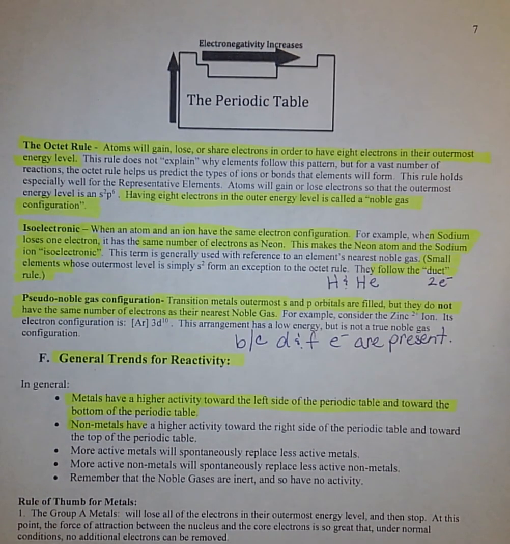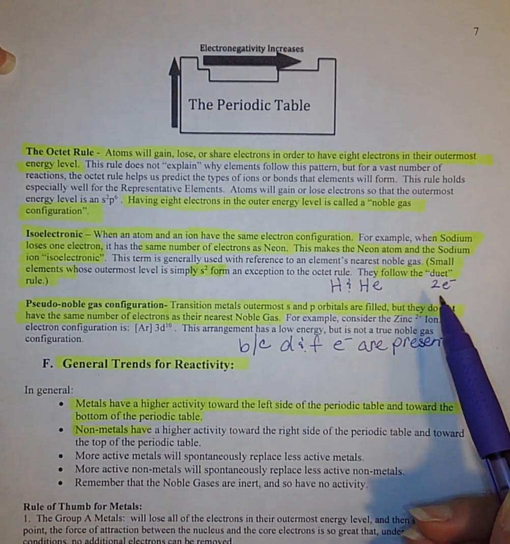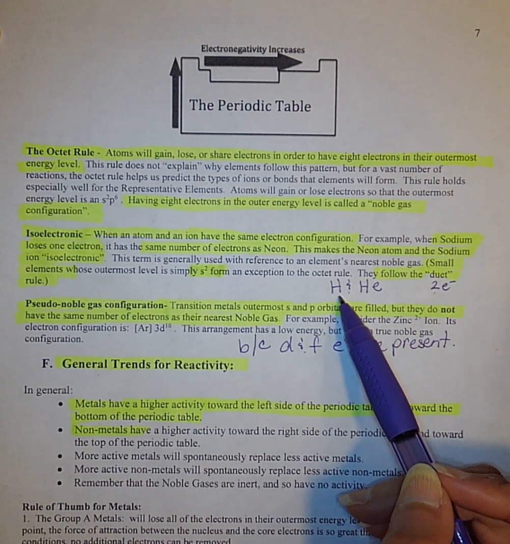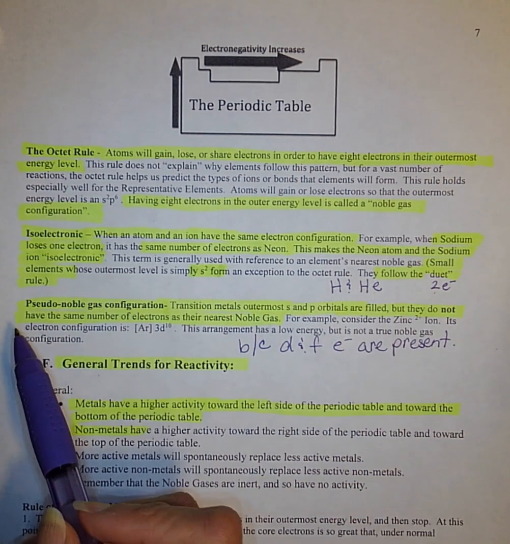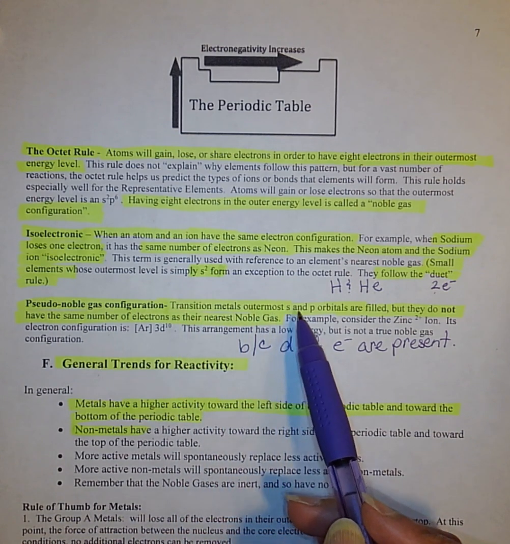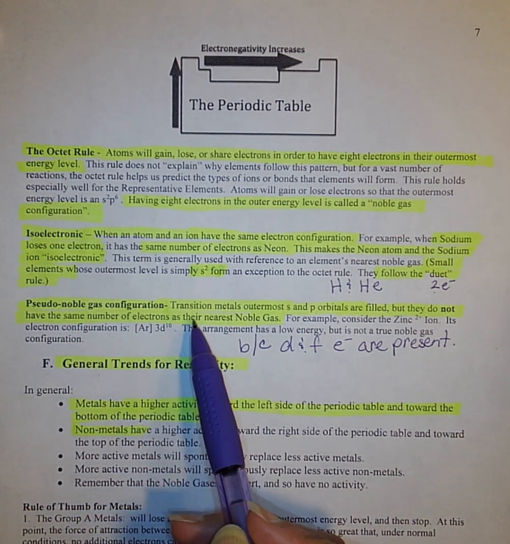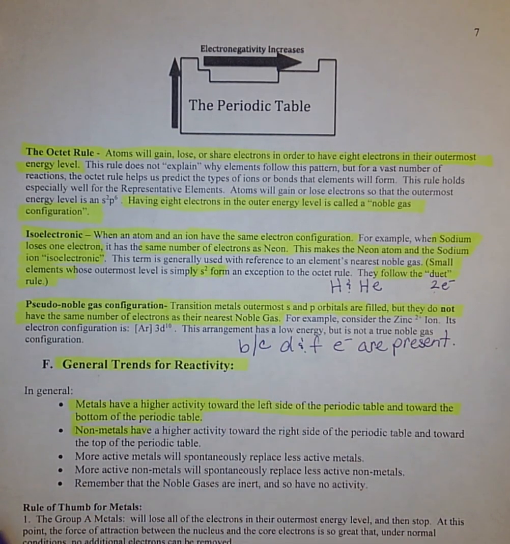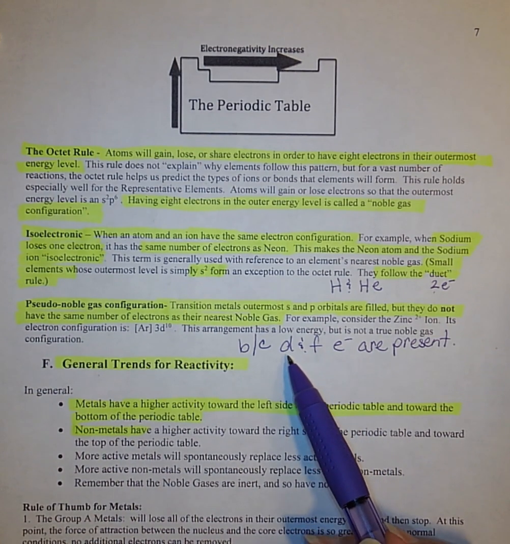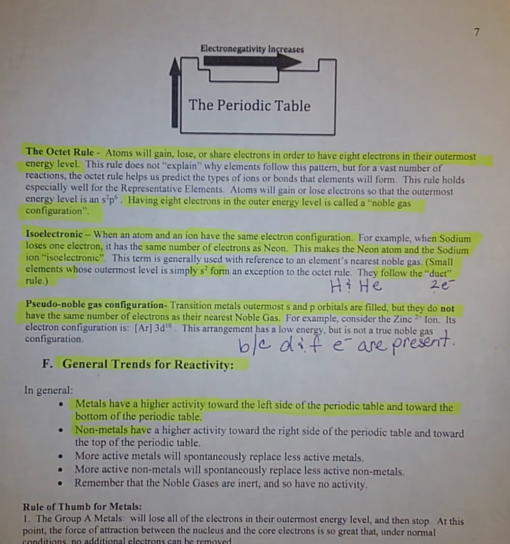The small elements that don't meet the octet rule and simply fill up the s orbital with 2 electrons follow the duet rule, and keep in mind that's 2 valence electrons, and that's hydrogen and helium. Your pseudo noble gas configuration is for transition metals, where the outermost s and p orbitals are filled, but they do not have the same number of electrons as their nearest noble gas. That's because keep in mind that the transition metals have d and f electrons present, okay?